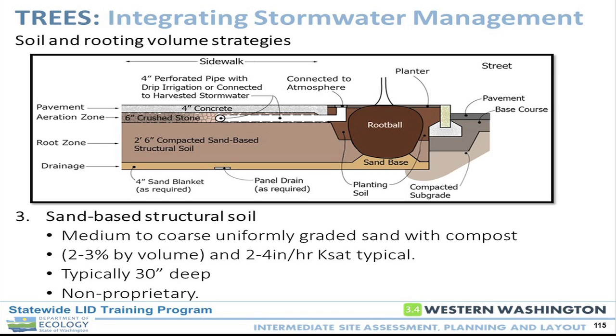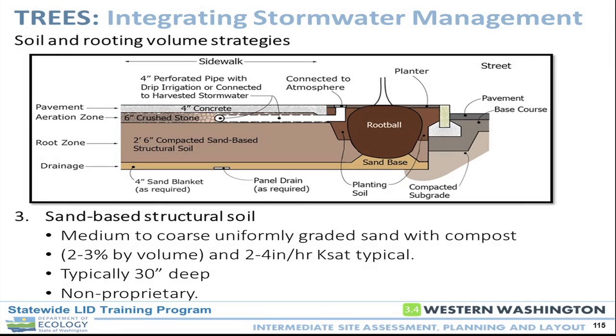If it's sand, 2 to 3% by volume with 2 to 4 inches of saturated hydraulic connectivity typical. So that's probably because with the compost, that's going to maybe slow it down a little bit, but I would be surprised if it would be higher than that. Typically 30 inches deep, non-proprietary. But you can see the crushed stone underneath the concrete with the sand-based structural soil. They have about 30 inches there.